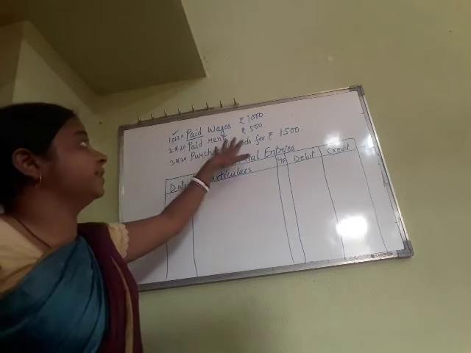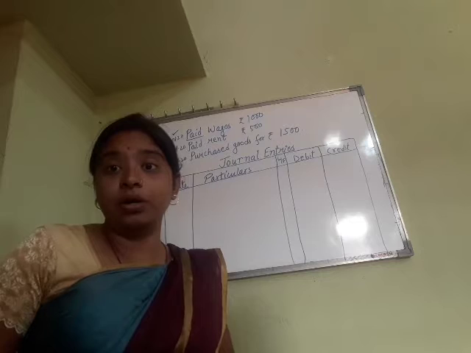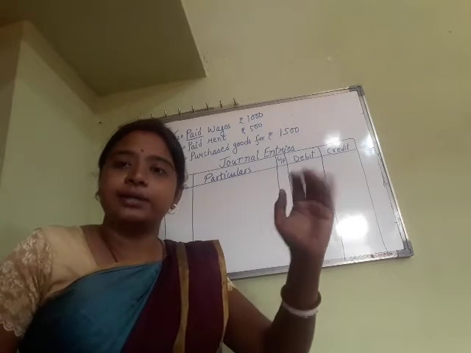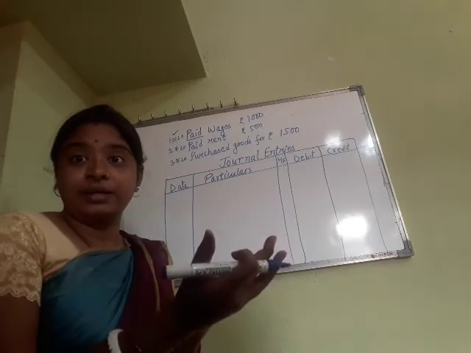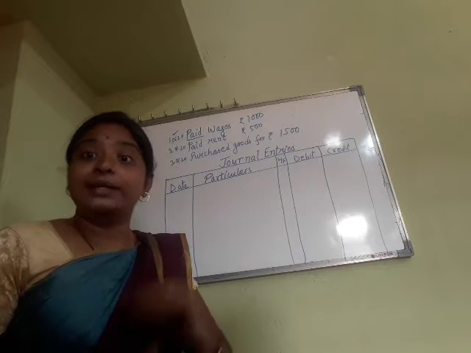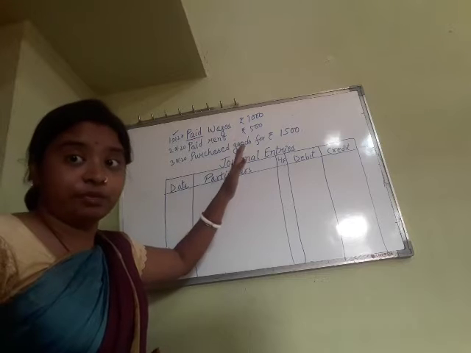See, paid wages. Nominal account, we have read the rule. In nominal account, all the expenses and losses are debit. So here if we are paying something, it means it is an expense for us, and expense is going to be debit. What is the expense here? Wages. Wages is an expense for us.